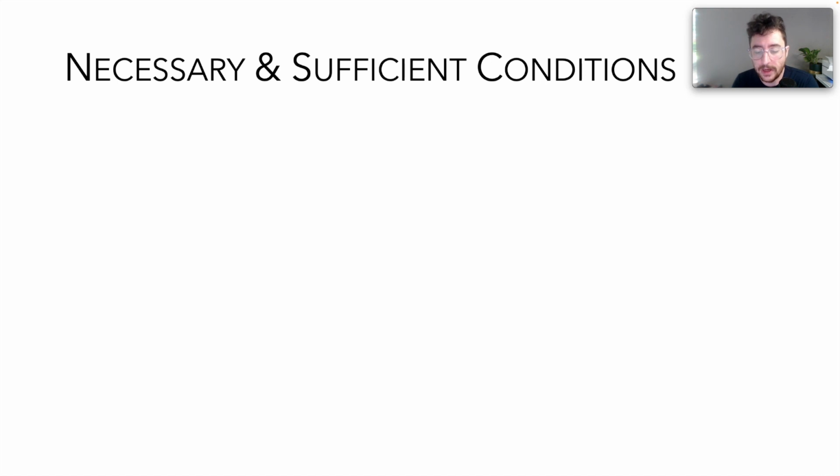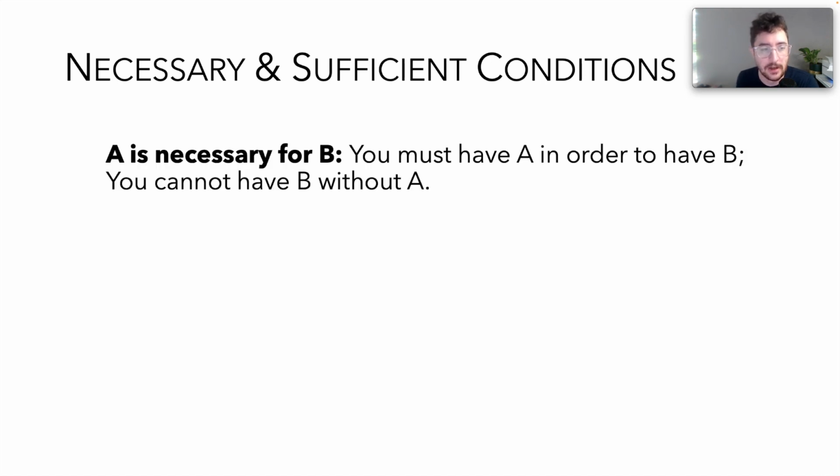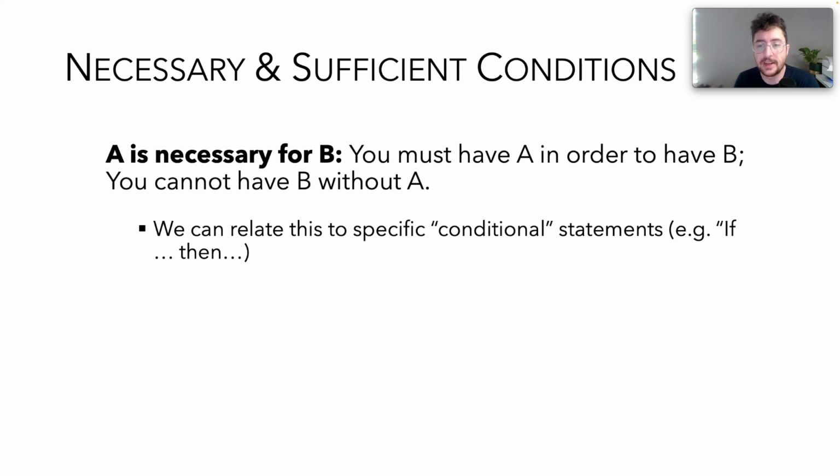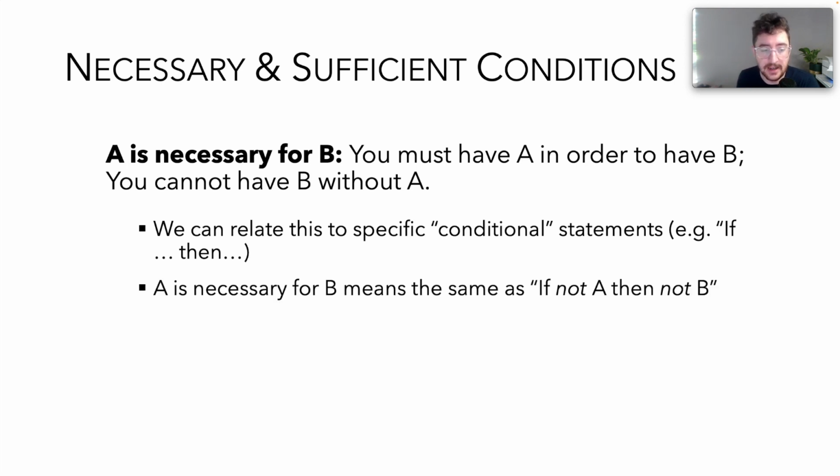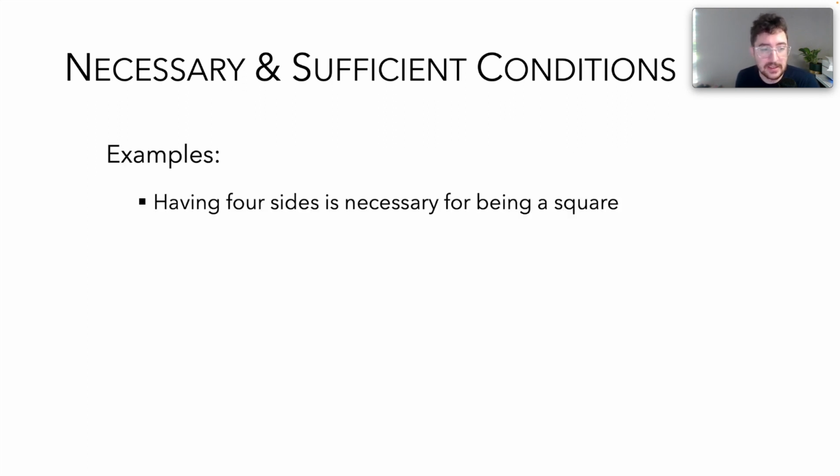Another tool that you might need at various times is understanding necessary and sufficient conditions. To say that one thing is necessary for another is to say that you must have it in order to have the other. So you can't have B without A. We can relate this to a specific conditional statement. To say that A is necessary for B is to say that if you don't have A, then you don't have B. Some examples of this.